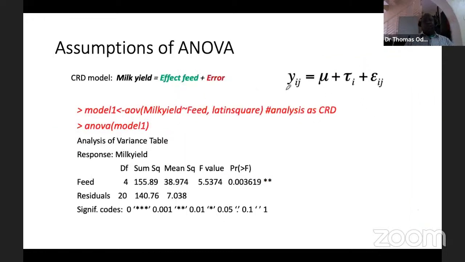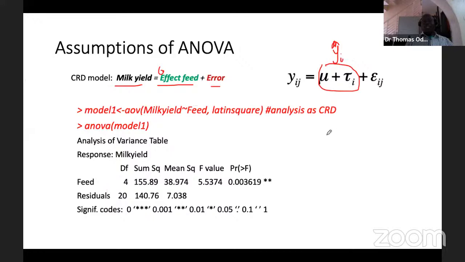Okay, so here, in our CRD model, we have the milk being influenced by the effect of the treatment and then by the error. The general mean is there also. So this part here, in statistics, we always give it a hat. It puts on a hat. Okay, so this is the epsilon.